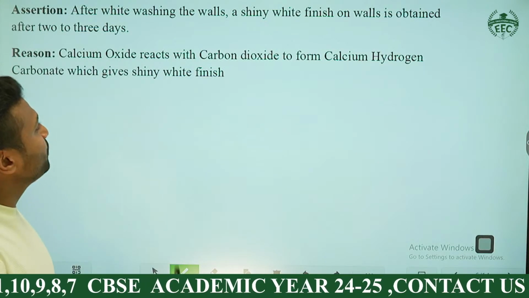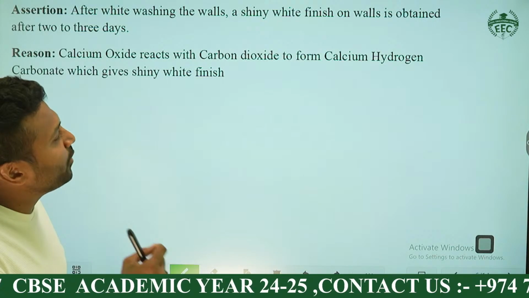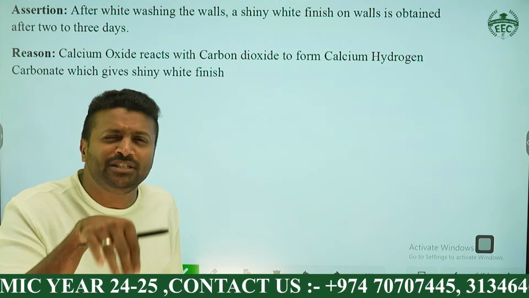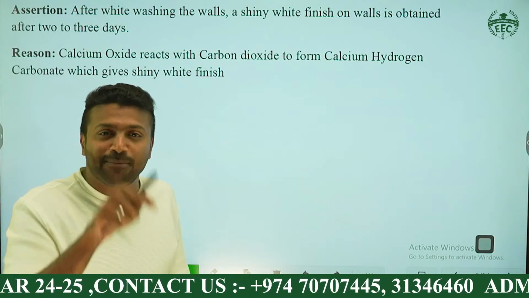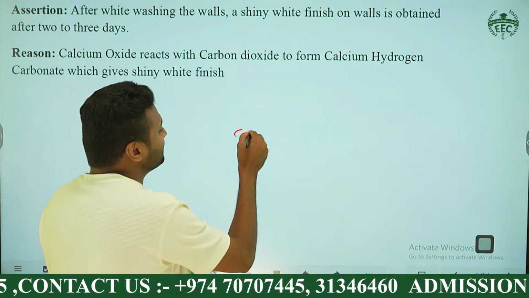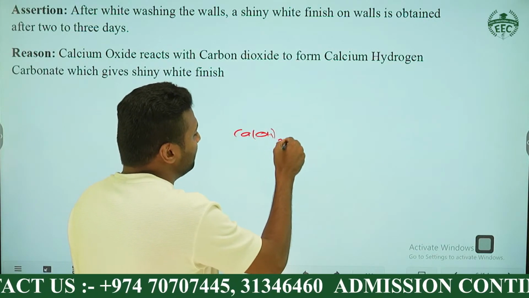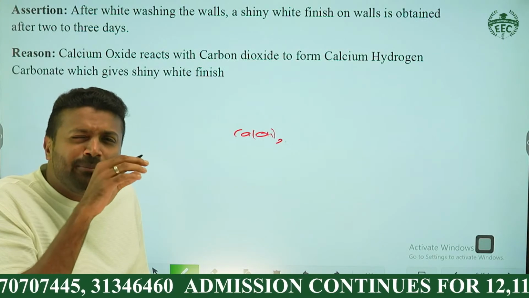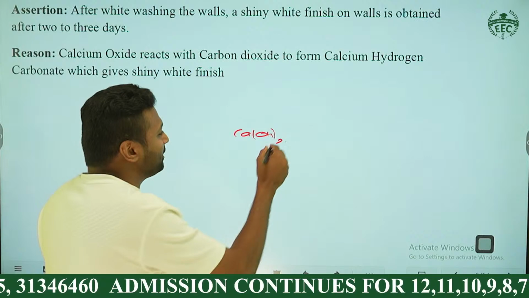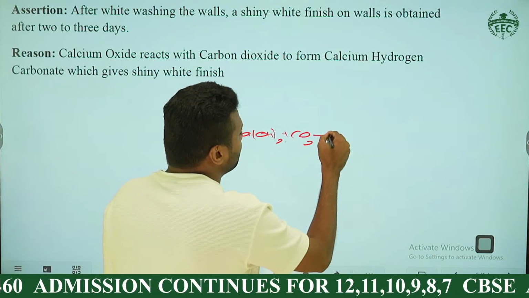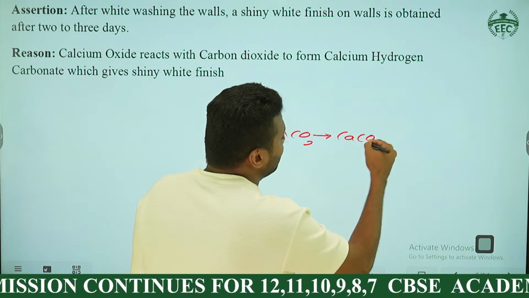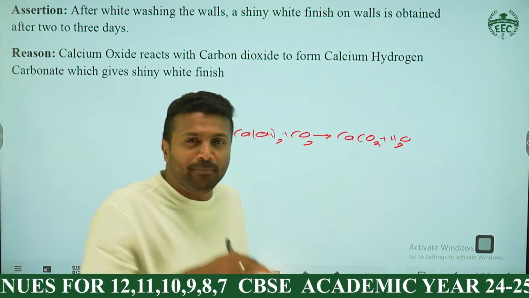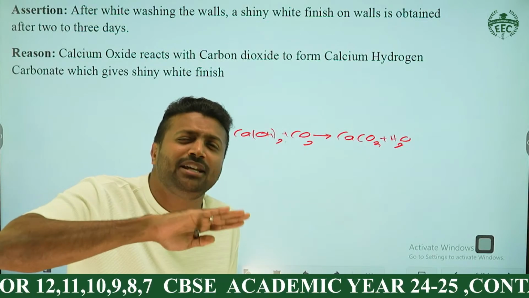After whitewashing the walls, a shiny white finish on walls is obtained after 2 to 3 days. Yes, because what is used for whitewashing is slaked lime, called calcium hydroxide. Why is slaked lime used in whitewashing? Because slaked lime, calcium hydroxide, when applied over the wall, slowly reacts with carbon dioxide, resulting in the formation of calcium carbonate, CaCO3. The byproduct is water. This calcium carbonate gives a shiny smooth surface to the wall.